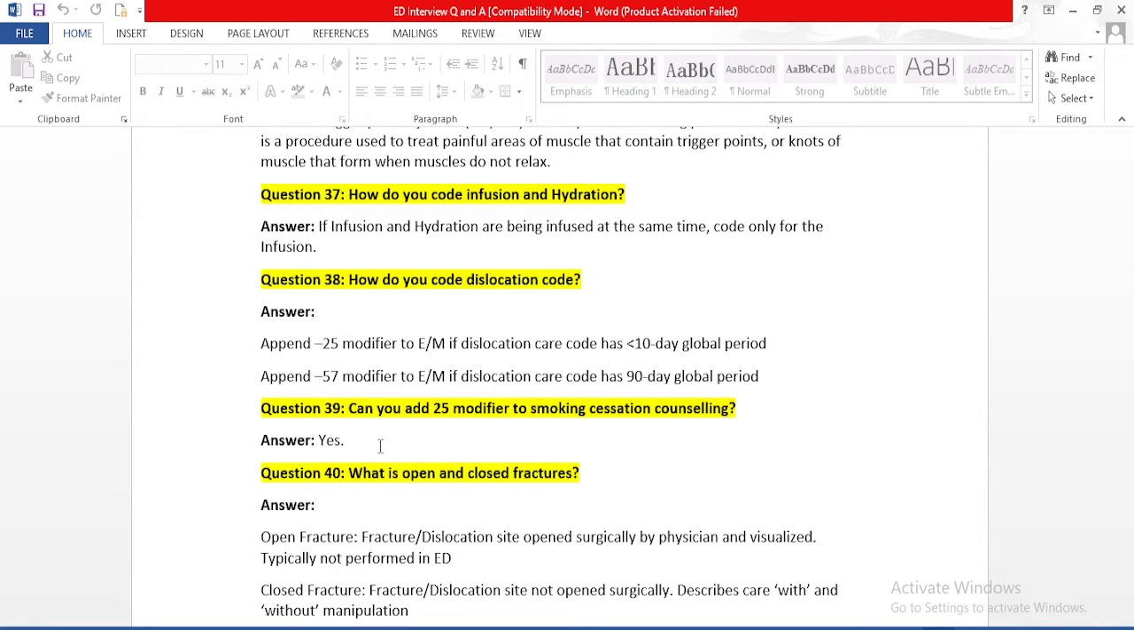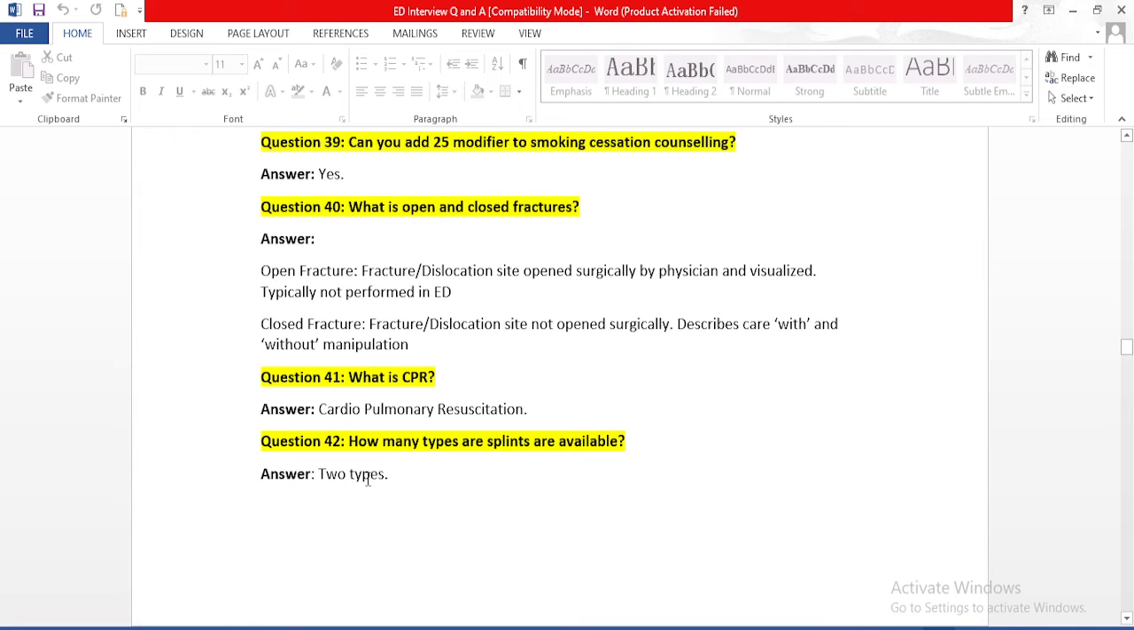So how do you code dislocation codes? Answer, append the 25 modifier to the E/M if the dislocation code has a 0 to 10-day global period, and the 57 modifier if the dislocation code has a 90-day global period. Next, can we add the 25 modifier to smoking cessation counseling? Yes, we need to add the 25 modifier to smoking cessation counseling.